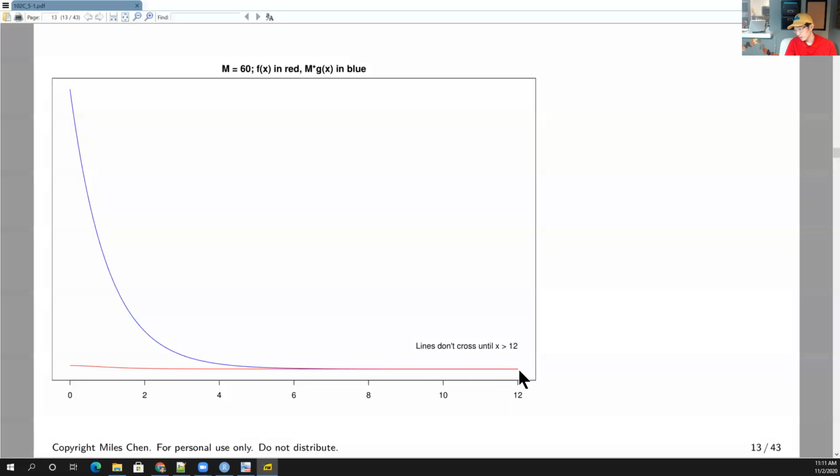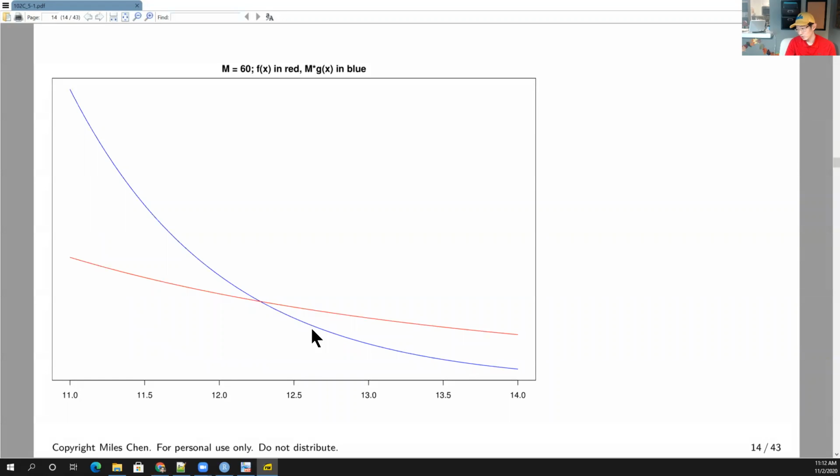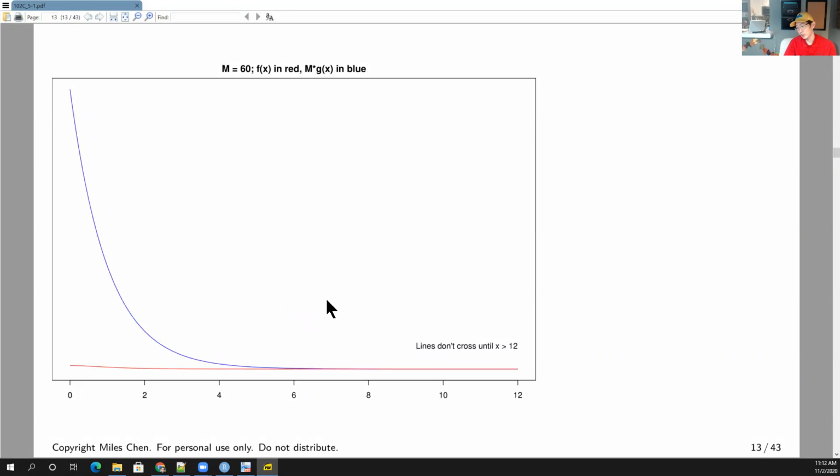And in this case, the lines don't cross until x is greater than 12, okay? But at around 12.2, 12.27, they do end up crossing each other, okay? Where m times g of x still ends up lower than f of x. And that's because f of x is what we call a heavy-tailed distribution.